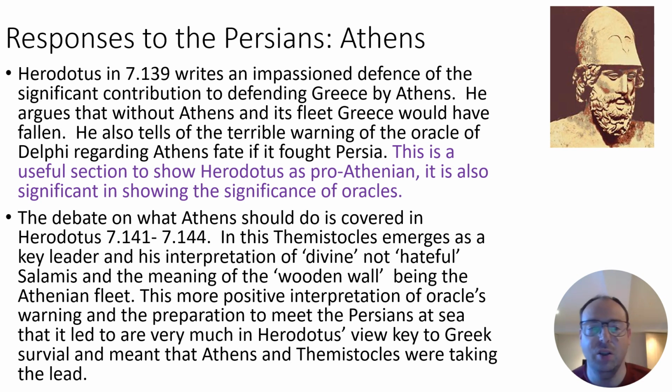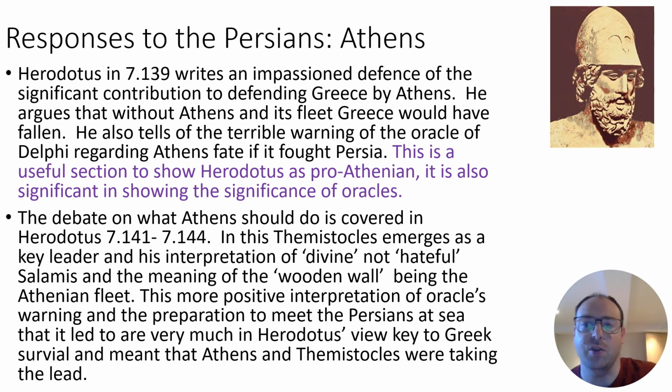This is again a really useful section to show Herodotus as pro-Athenian, and also showing his belief in the significance of oracles. Now this leads us back to the kind of source analysis we did earlier, where we've got this key figure in Persia giving a forewarning of what is going to happen if Xerxes invades. And at this point we've now got the Delphic oracle foretelling what is going to happen, but the interpretation of what the oracle says turns out to be absolutely essential. And we see one of Herodotus' great heroes appear out of all of this.